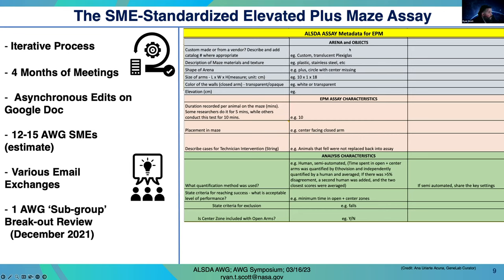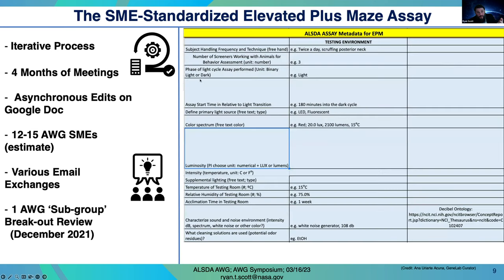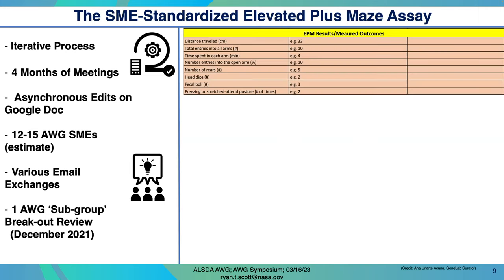I will encourage you to just remember that arena and objects for a moment, like the shape of the arena or the size of the arms, because I'm going to show it to you again in a second. Of course, then you have the testing environment, and this has big scientific implications. If you don't have the metadata, for example on the cleaning solution of the platform that you used for that animal, that can throw off the results of that behavioral assay because of the role of olfaction being so dominant for rodents. And here's an example of that standardized template.